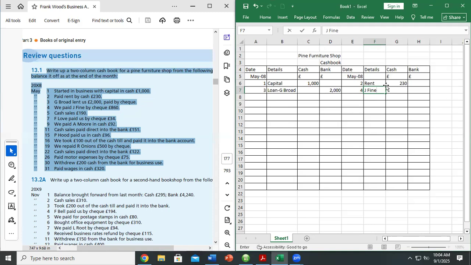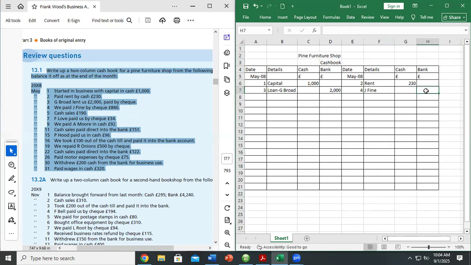The payment was done with the check, so we have to put it under the bank column. On the credit side, 860. Okay. Please, at any point if you are confused, let me know.